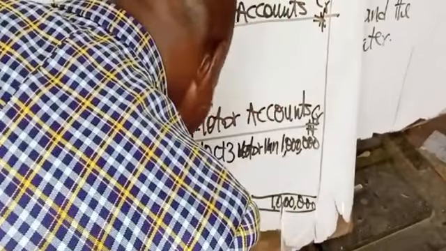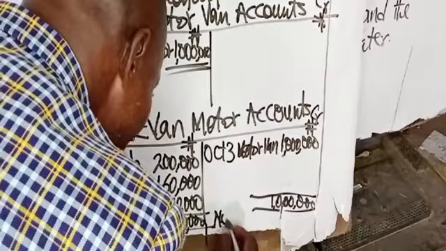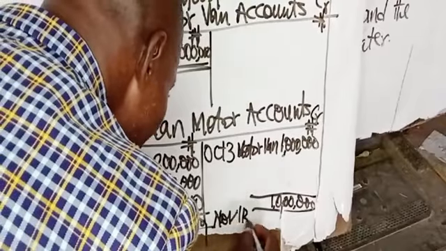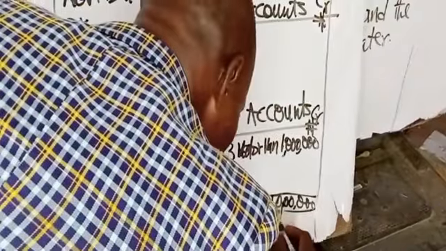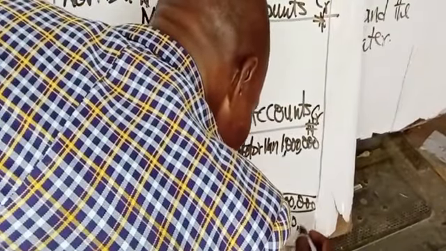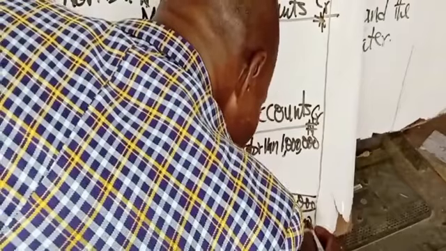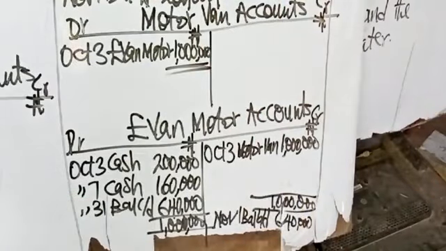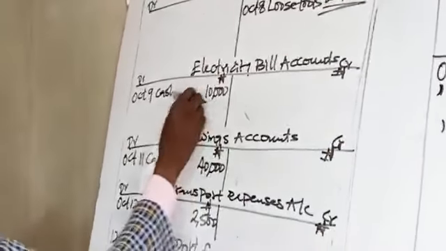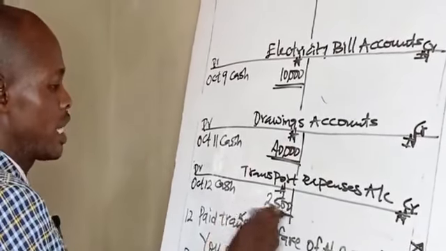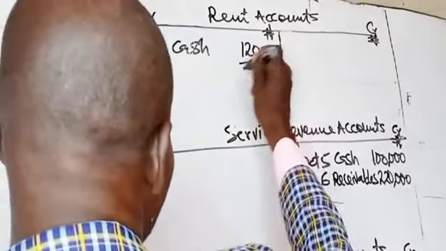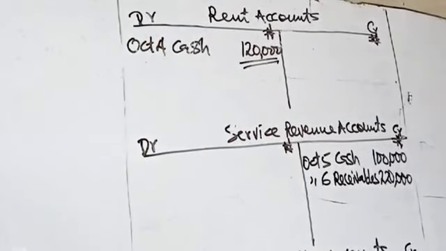So the closing balance here will be brought down November 1st. Balance brought down, which is 640,000. Then Ahmed Enterprises, let's close it. Electricity bills, then drawings, transport, rent accounts, let's close that.